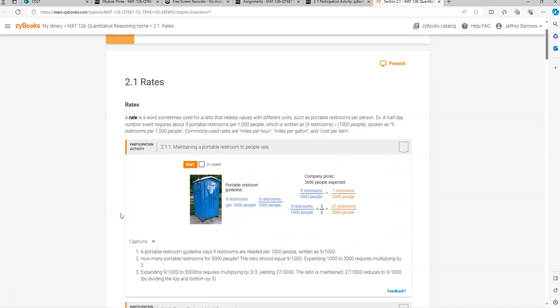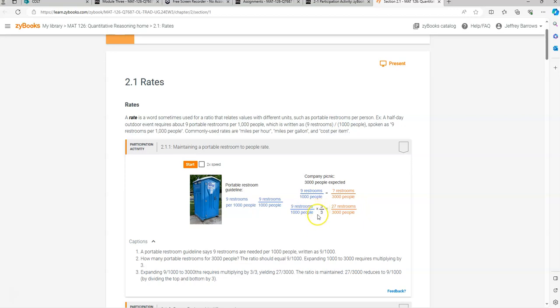Effectively, you have a company that sets up restrooms for outside events. In this case, they have a ratio: for every 1,000 people they expect to show up, they need 9 restrooms. The question asks, what happens if I'm expecting 3,000 people? This computation over here will be very helpful. Notice that 9 restrooms per 1,000 people is a rate in itself.